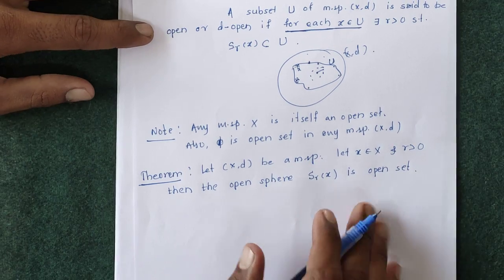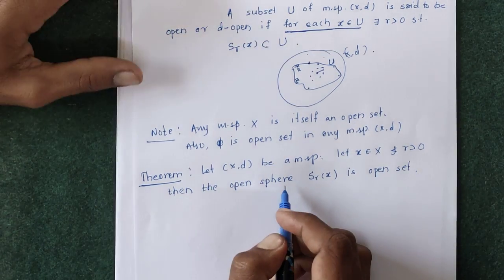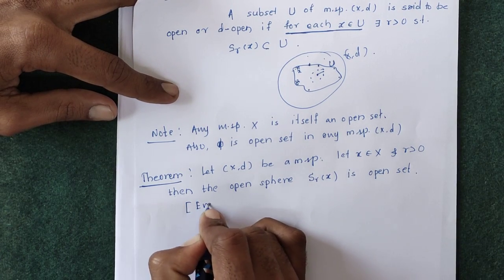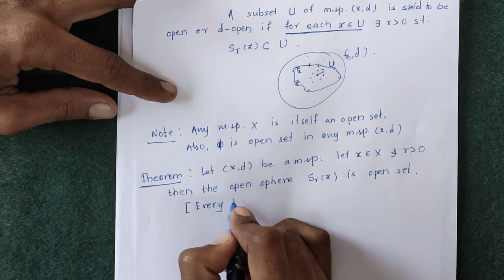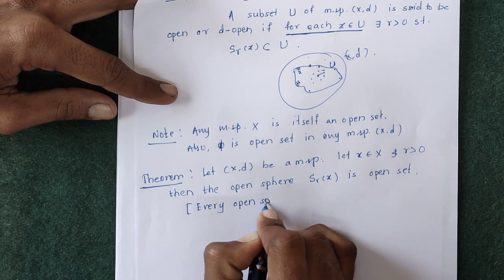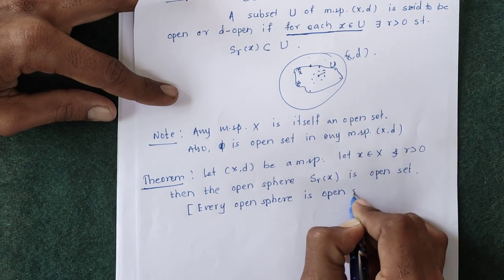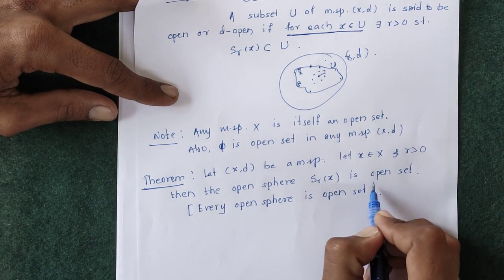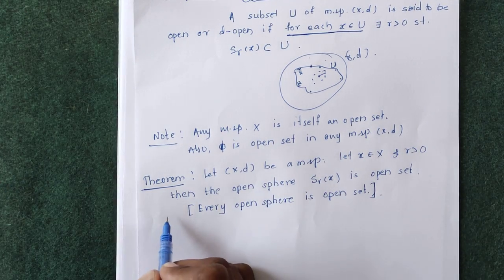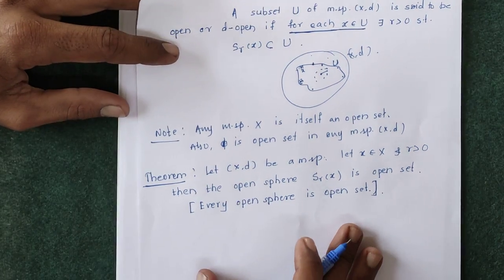So this theorem can be asked in another way: show that or prove that every open sphere is an open set. This is another statement of this theorem, or it can be asked as an example: prove that or show that every open sphere is an open set. So we have to show that every open sphere is an open set.